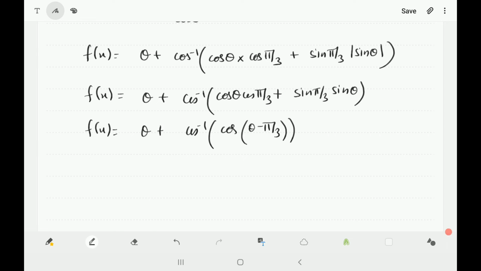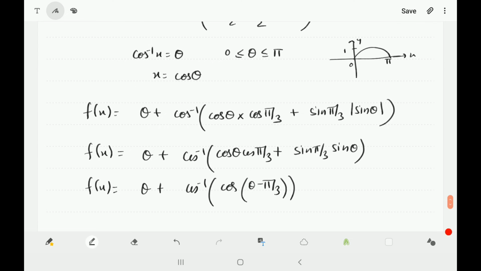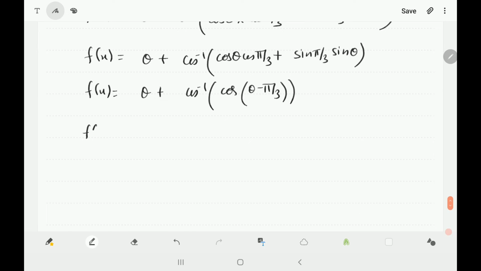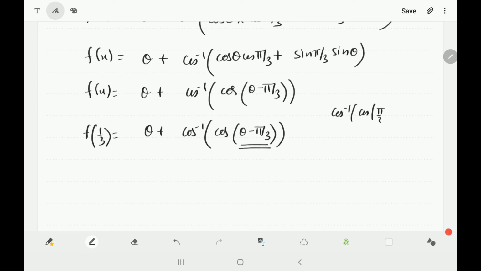Okay. Now we have the value of x as 1 by 3, because we have to find the value of f of 1 by 3. So for f of 1 by 3, now we need to see whether cos inverse of cos of theta minus pi by 3 is in the principal value branch or not. Suppose you have written here cos inverse of cos of pi by 3 minus theta. Some student might write this as well. There is no harm in writing this also, because cos of minus theta is same as cos theta.